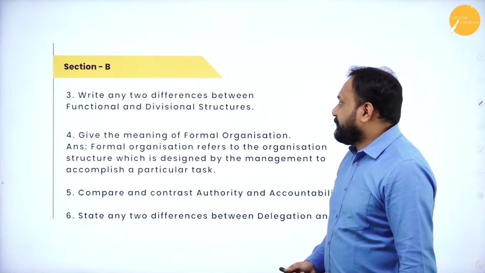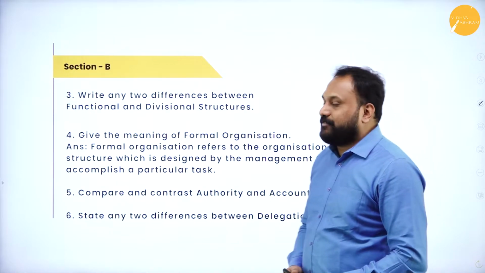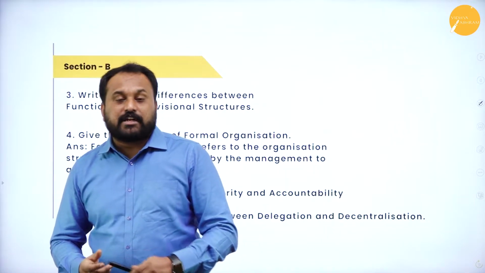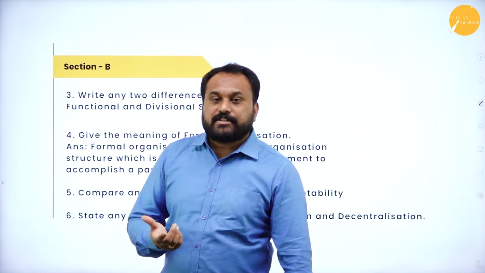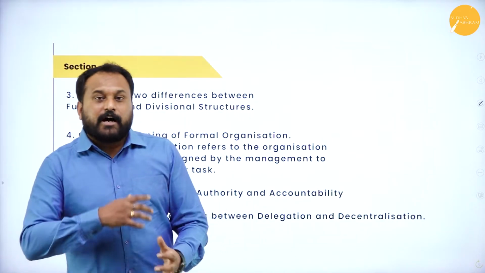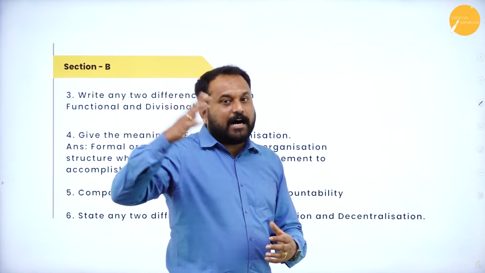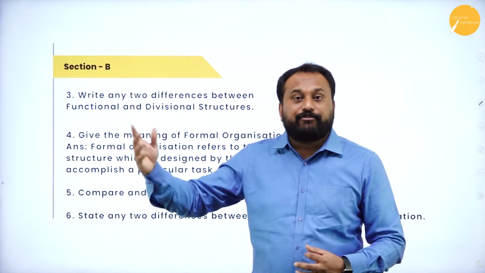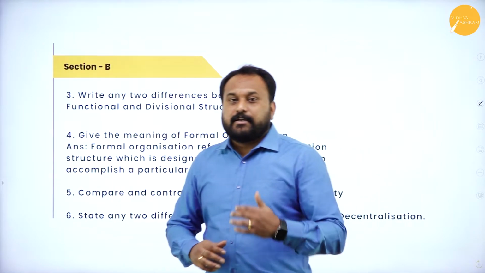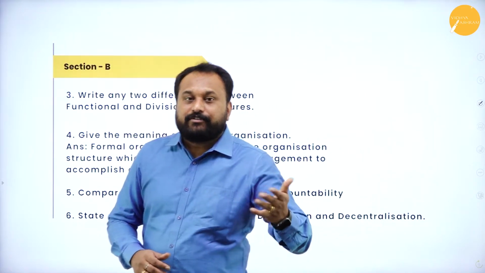Write any two differences between functional and divisional structure. See, functional structure, what happens? Divisional structure, what happens? A functional structure is for a smaller organization. A divisional structure is for large enterprises having a lot of varieties. In a functional structure, you will go with the way they do the function.